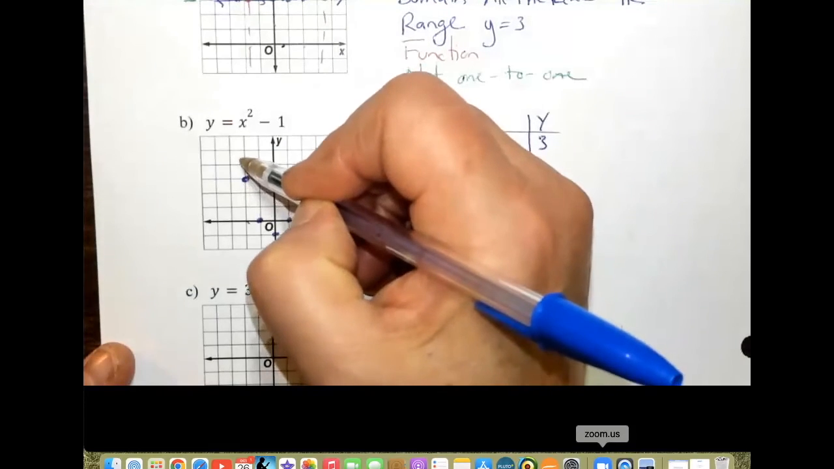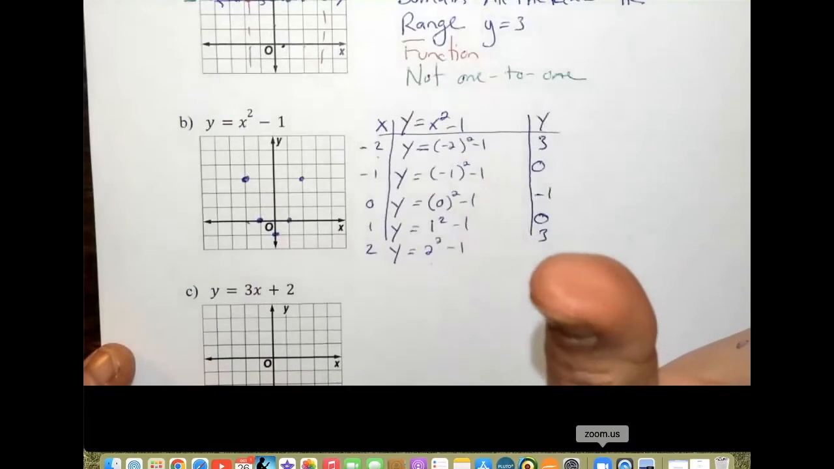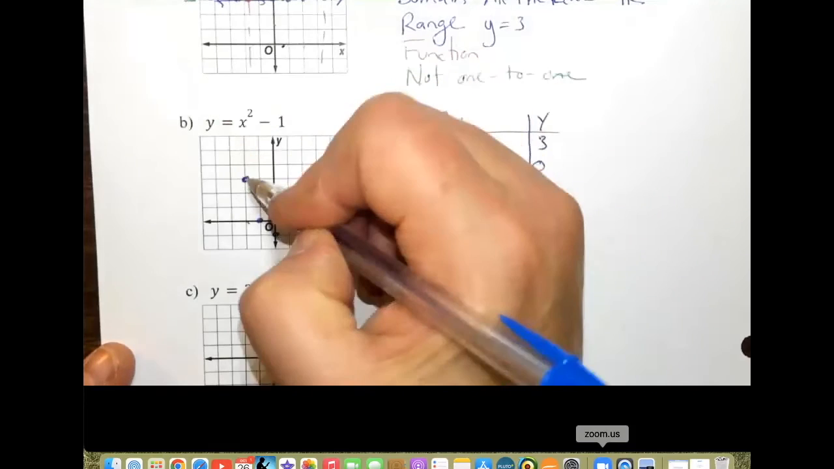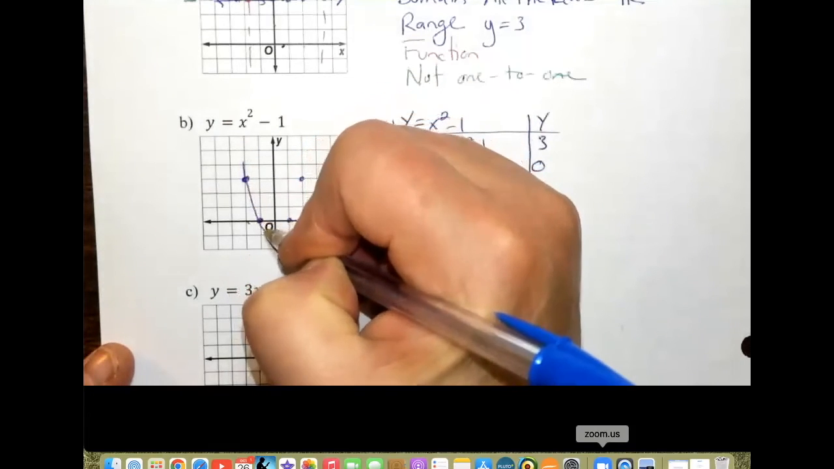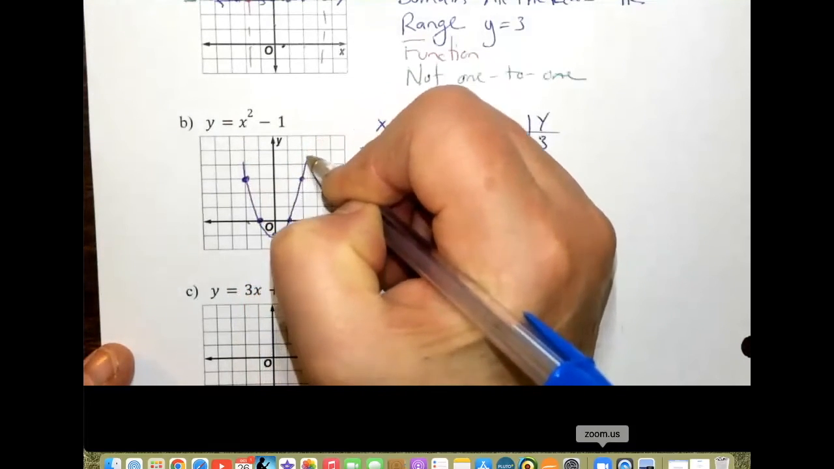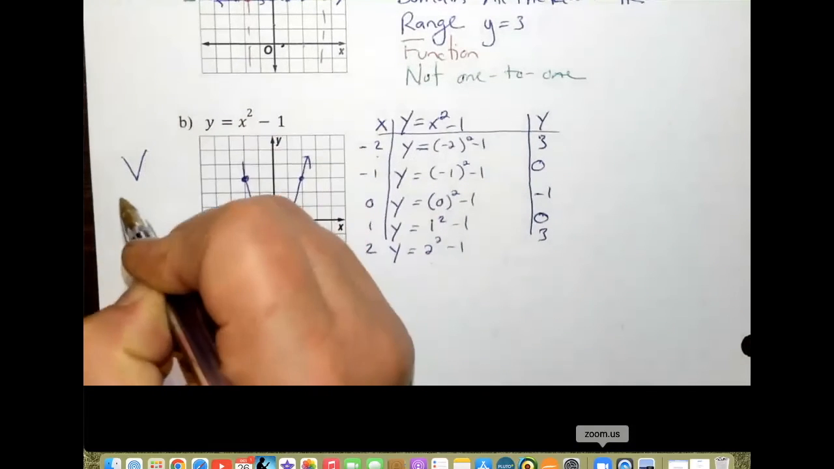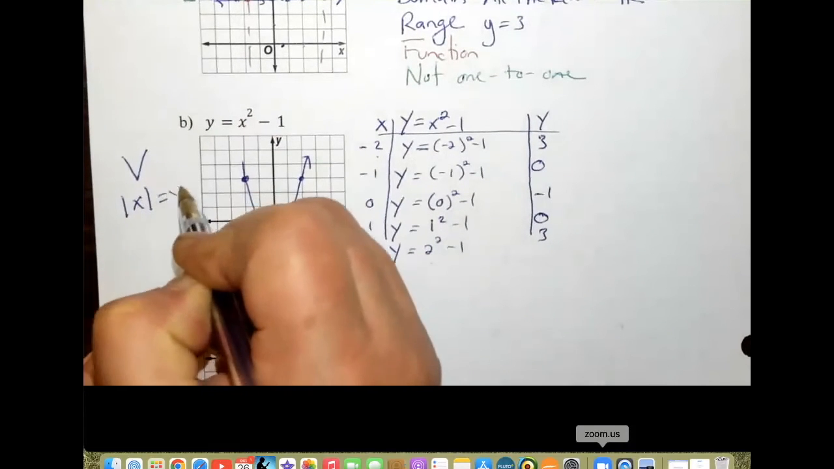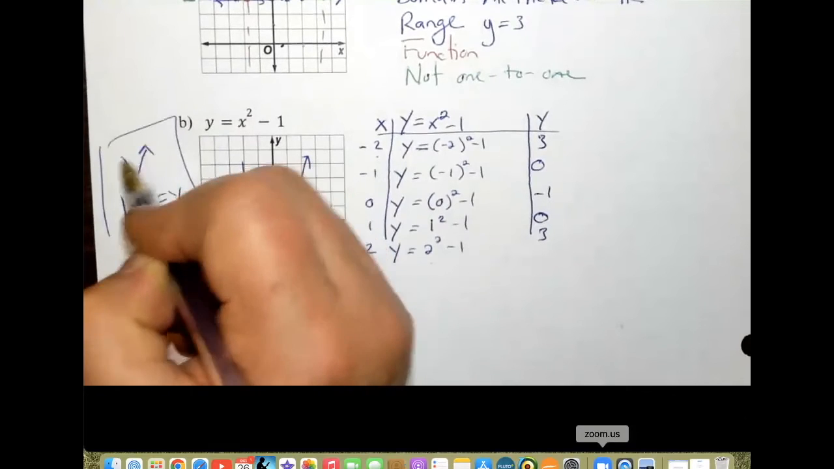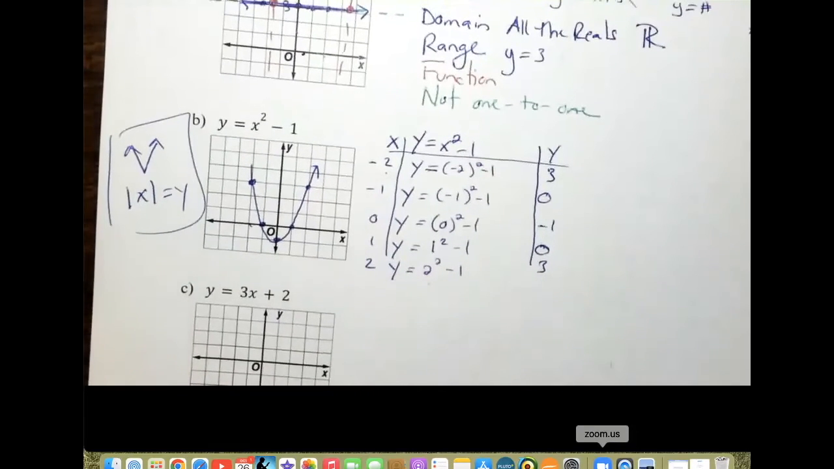So the V shape is actually the absolute value function. When we get to graphing those, try to make it as rounded as possible, because a V shape is the absolute value of x. We haven't got to graphing that one yet, but we certainly did all the work on it.